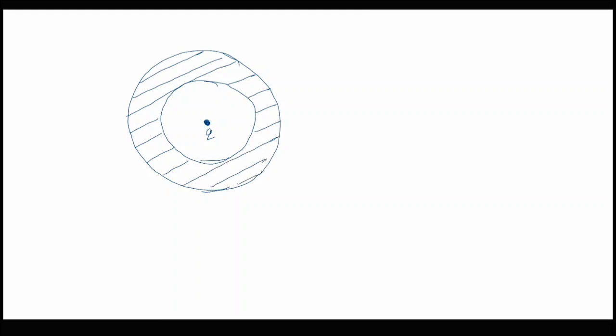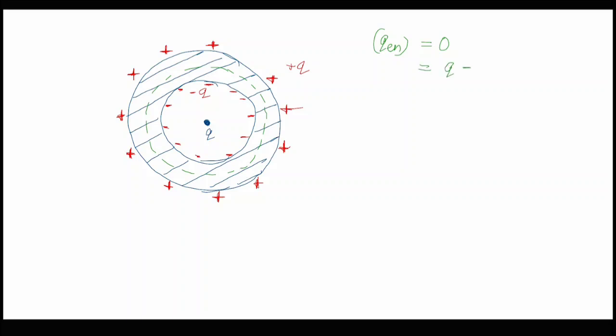Due to the charge placed inside the cavity, a negative charge is induced on the inner surface of the conductor, and a positive charge is induced on the outer surface of the conductor, such that the positive charge induced on the outer surface is equal to plus Q, and the negative charge induced on the inner surface is equal to minus Q. If we consider a Gaussian surface somewhere over here, the charge enclosed inside this Gaussian surface is again 0, that is, Q which was kept and the minus Q which was induced, so the value is 0.